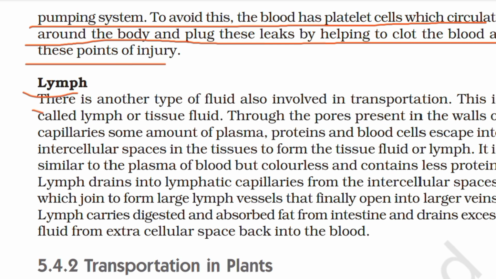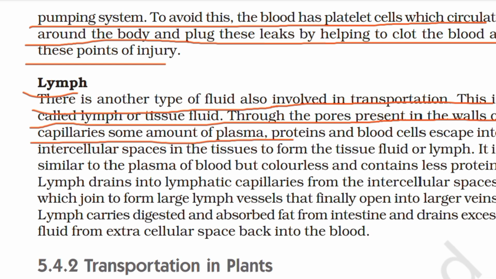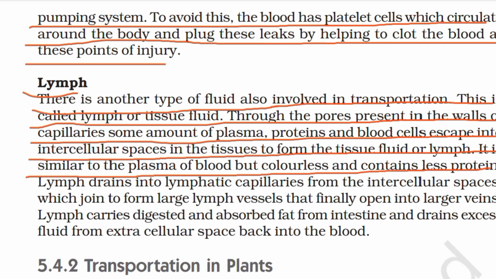Lymph. There is another type of fluid also involved in transportation. This is called lymph or tissue fluid. Through the pores present in the walls of capillaries, some amount of plasma proteins and blood cells escape into intercellular spaces in the tissues to form the tissue fluid or lymph. It is similar to the plasma of blood but colorless and contains less protein.